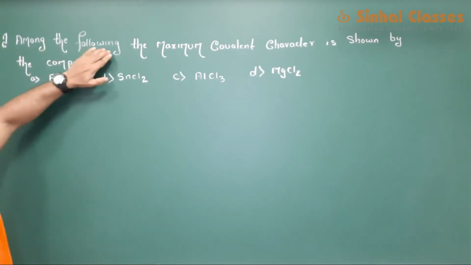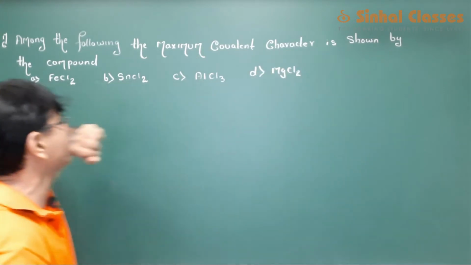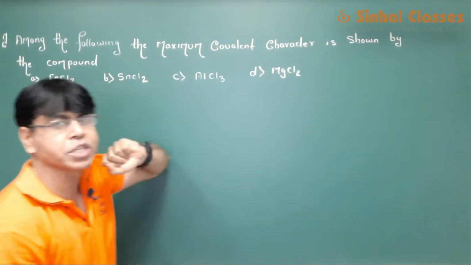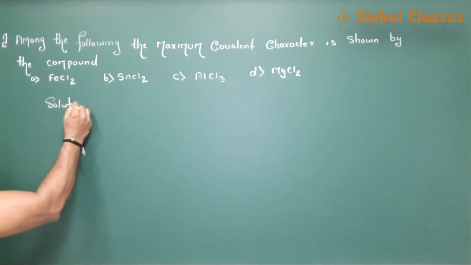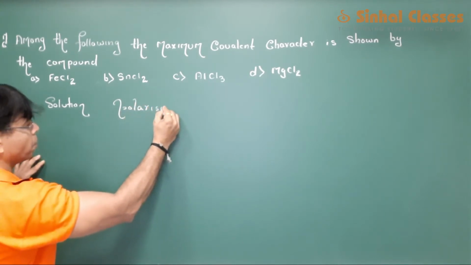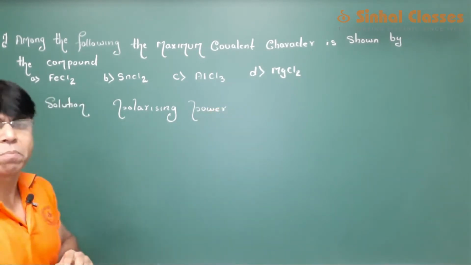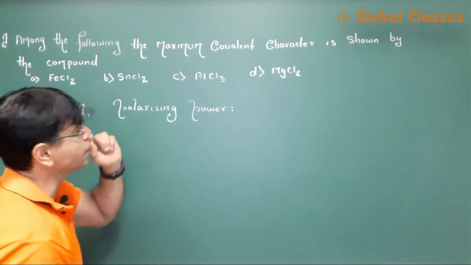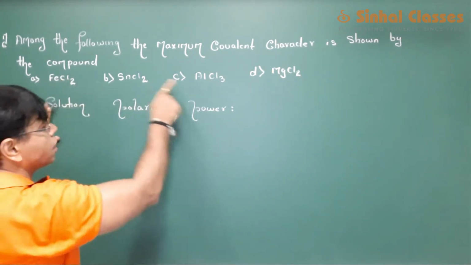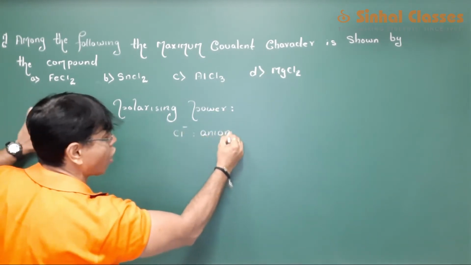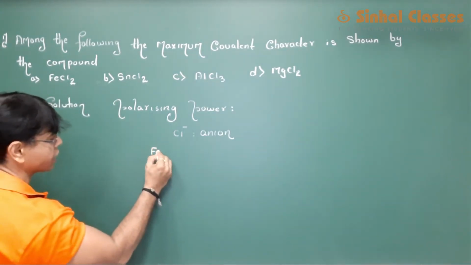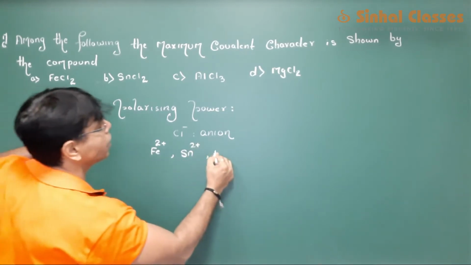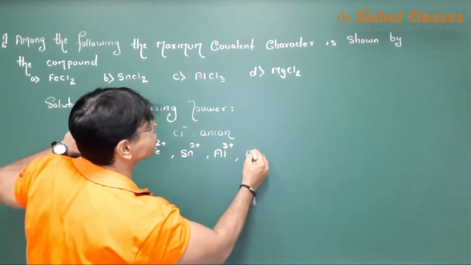The question is, among the following, the maximum covalent character is shown by the compound FeCl2, SnCl2, AlCl3 or MgCl2. Now we all know that polarizing power depends on two factors: the ionic size, radii, and secondly the charge on the cation. You see here the anion, that is Cl minus, is common for all. Now here Fe is in the form of Fe2+, in SnCl2 Sn is in the form of Sn2+, aluminium is Al3+, and Mg is 2+.